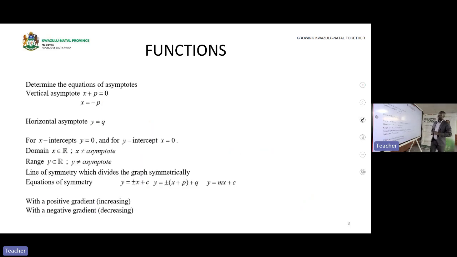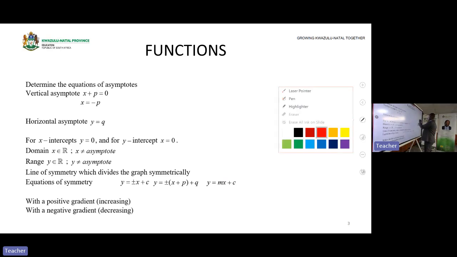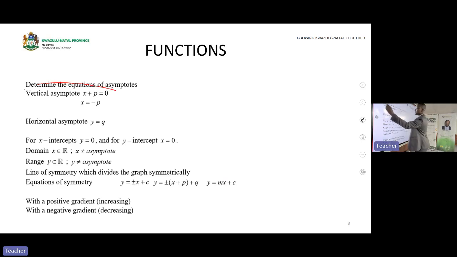I will then move and talk about the vertical asymptote as well as the horizontal asymptote, because every graph will have its own characteristics. And the characteristic of a hyperbolic function is that it will have what we call the vertical asymptote as well as the horizontal asymptote.